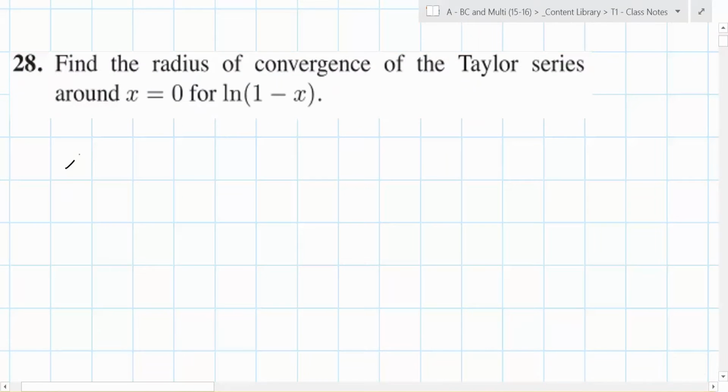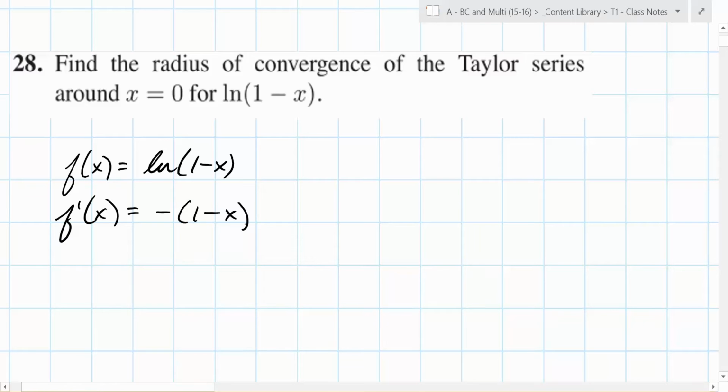The first thing we do? We find derivatives. So we know f of x is equal to ln of 1 minus x. So what does f prime of x equal? It's 1 over 1 minus x times negative 1, so it's going to be negative 1 minus x to the negative first. Nice.